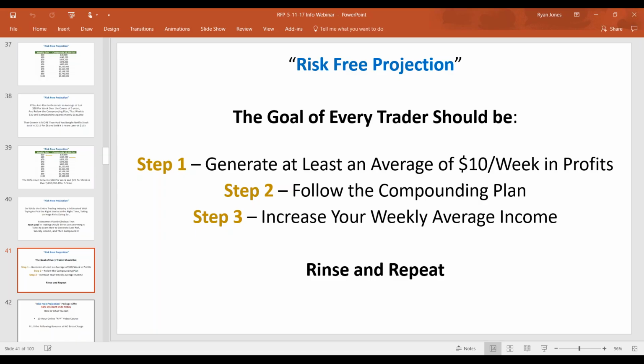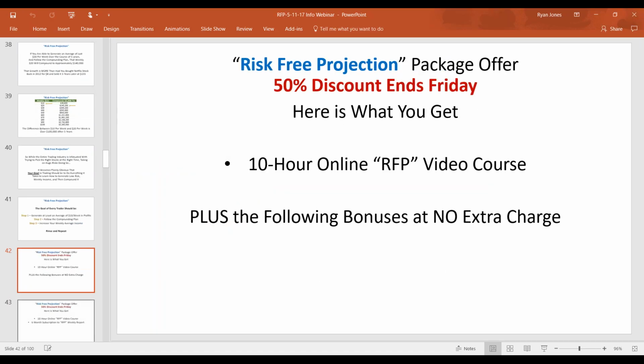Step 2 is follow the compounding plan, because that's really where the growth is at. And step 3, increase your weekly average income. And that's the process, right? Rinse and repeat. If you're able to average $10 on a consistent basis, look to increase that to 20, to 30. And believe me, it is very, very realistic to be able to do that.